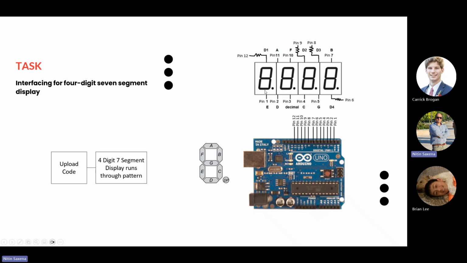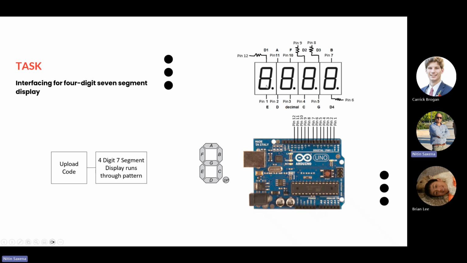If you see this picture, we have a 4-digit 7-segment display, and these 4 digits are 1, 2, 3, 4. Every digit has 7 segments: 1, 2, 3, 4, 5, 6, 7. And for this 4-digit 7-segment display, we have one decimal point also. So all these are displayed here. We have a total of 12 pins, 6 on one side and 6 on the other side.